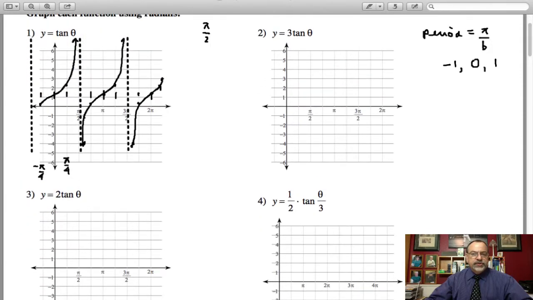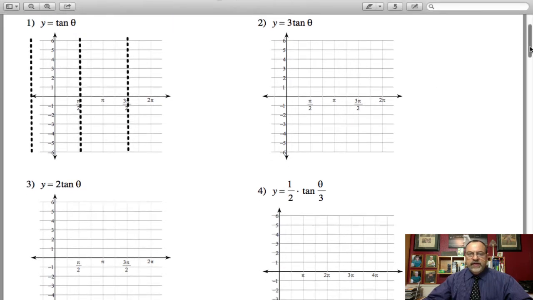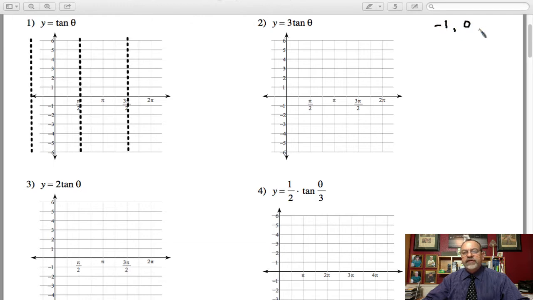Let's do number 2. So yeah, that one looks kind of fun. All right, number 2 here, I have a vertical stretch. And what a vertical stretch does is it stretches the y values. And this is 3 times these normal y values. So the way to take care of a vertical stretch is to simply take those y values from our pattern, negative 1, 0, and 1, and multiply them by this vertical stretch.